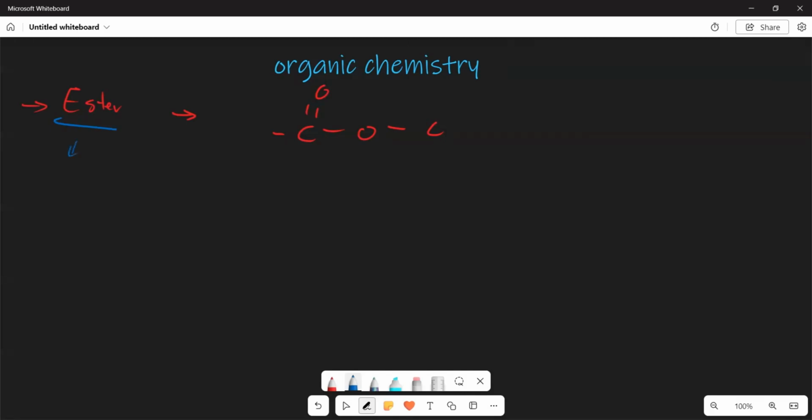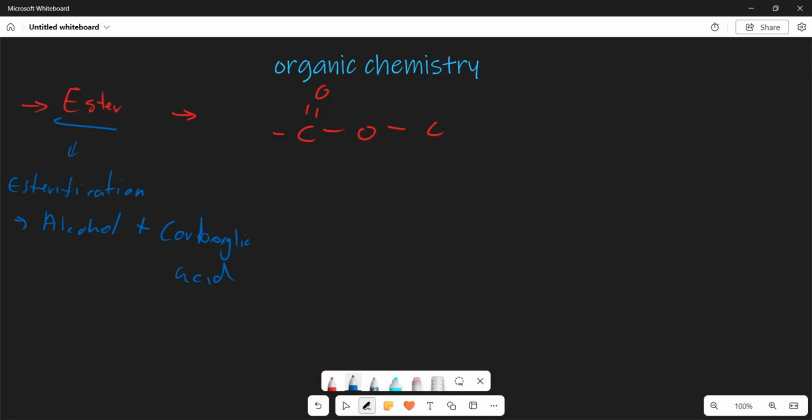Now, your ester is formed through the process of esterification, right? It is formed through the process of esterification. So basically, during the process of esterification, it's when you are having your alcohol bonding with your carboxylic acid, right? Now that is basically going to be your ester, right?